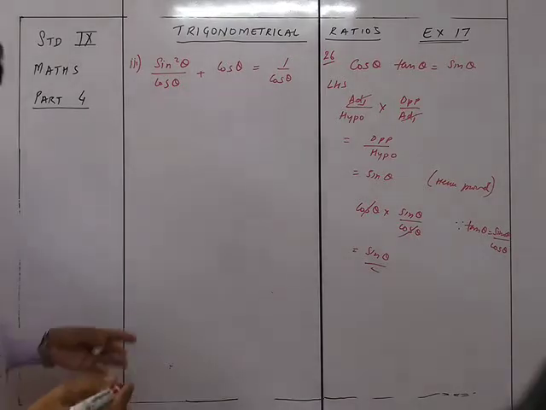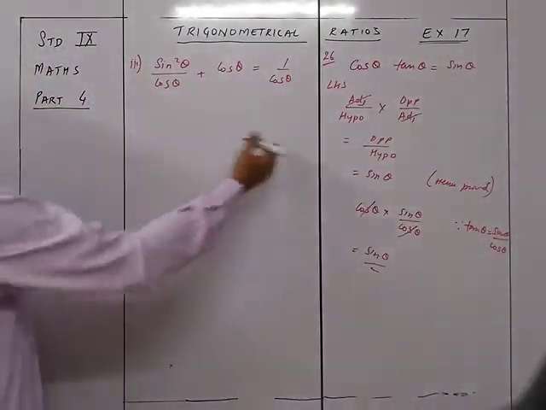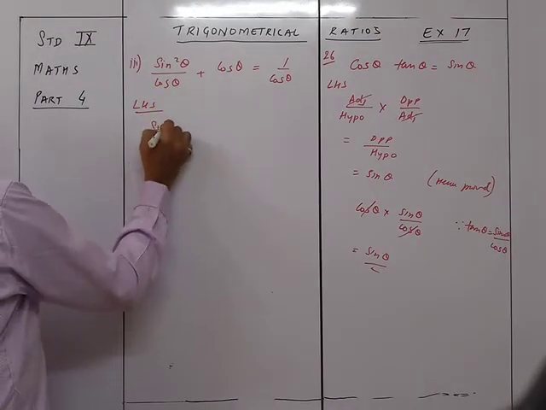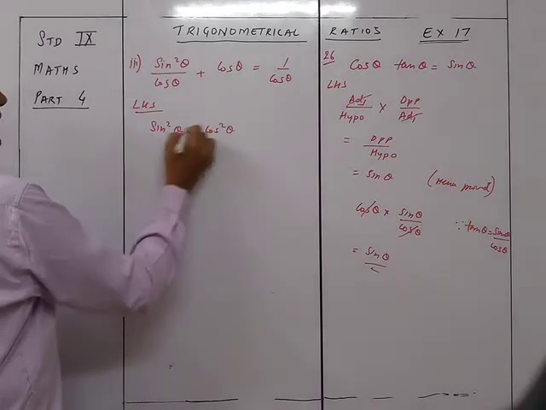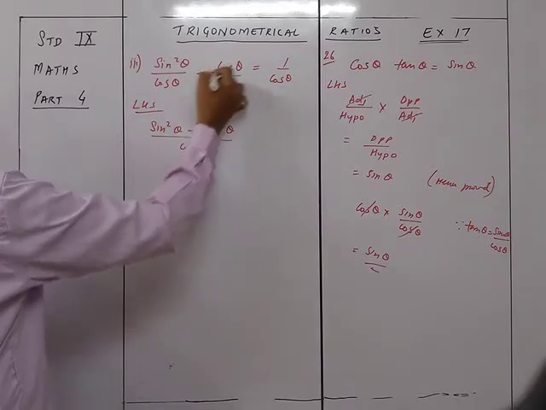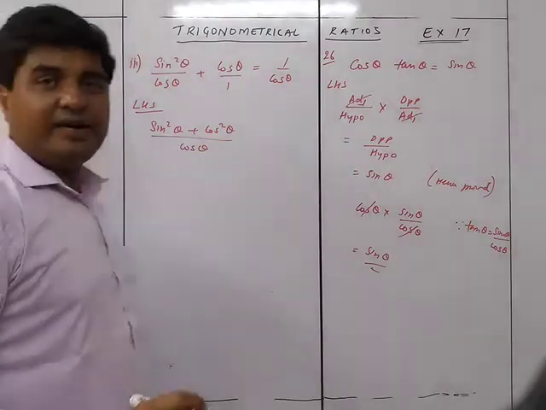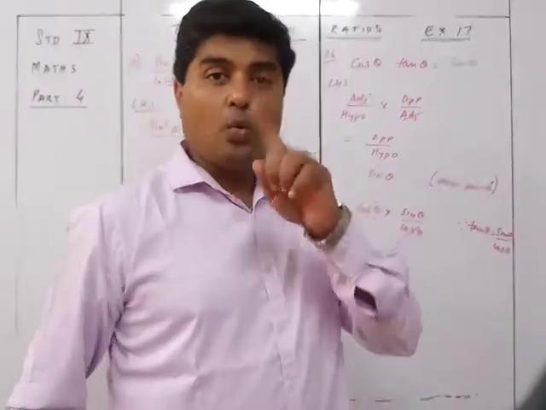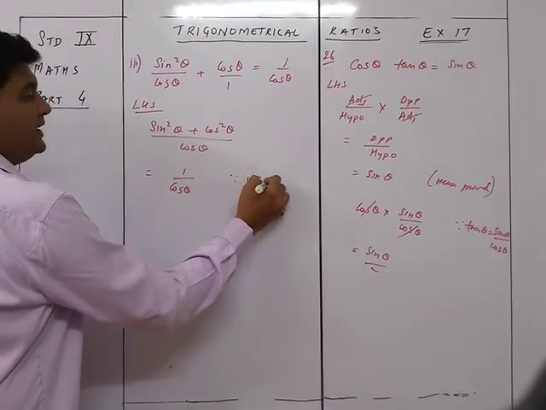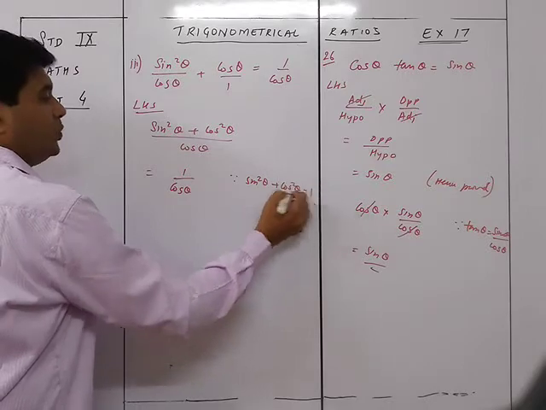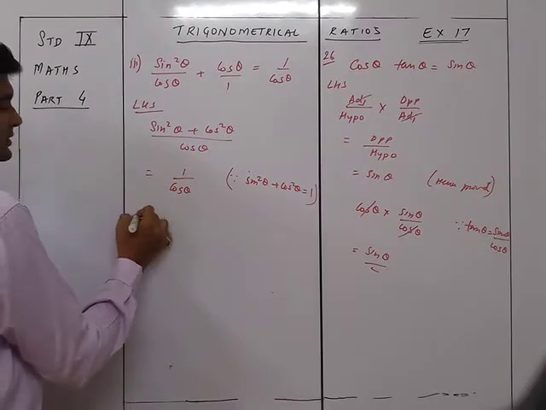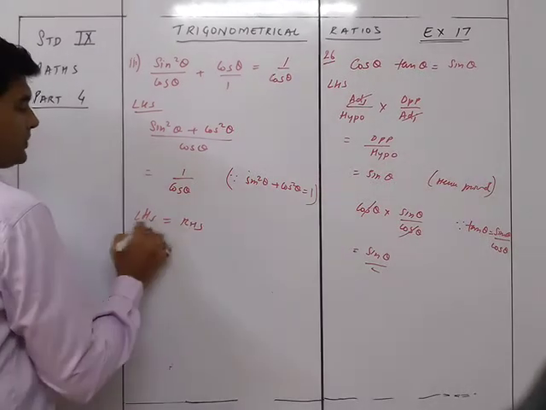Okay, let's do it in an identity kind of way rather than doing adjacent, opposite and so on. So we got LHS: sine square theta plus cos square theta upon cos theta, because the LCM is this, upon 1, so cos square theta upon 1. But we remember the identity we had written over there, sine square theta plus cos square theta is 1. So therefore this is equal to 1 upon cos theta, because of this particular identity this becomes 1. Therefore LHS is equal to RHS. Very easy sum.